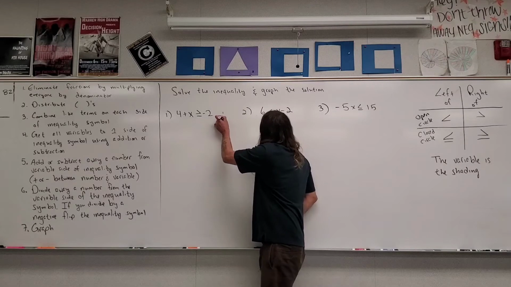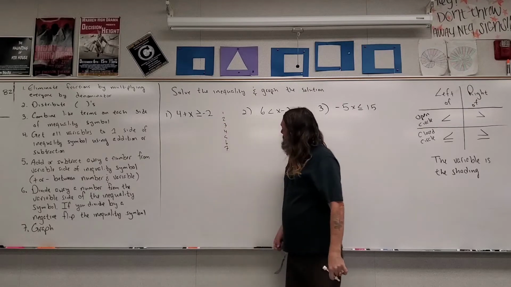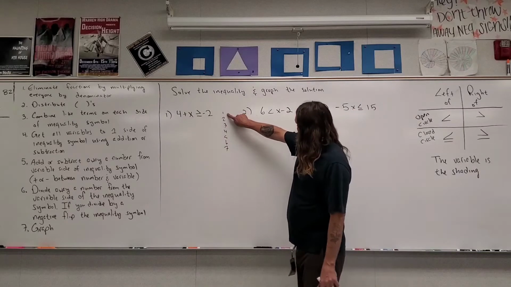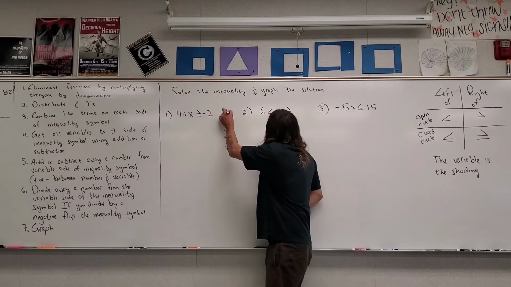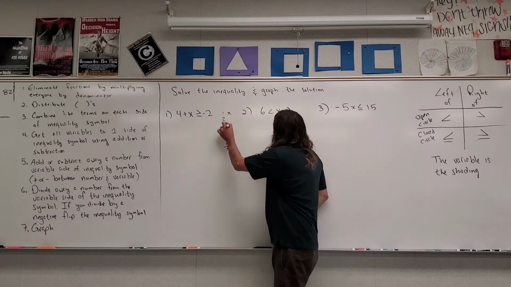I'm going to go ahead and write my 1 through 7 and just go down the line. If I can do it, I do it. If not, I move on. Do I have a fraction to eliminate? No, I do not. Can I distribute? Meaning, do I have parentheses? No, I do not. So I can't.